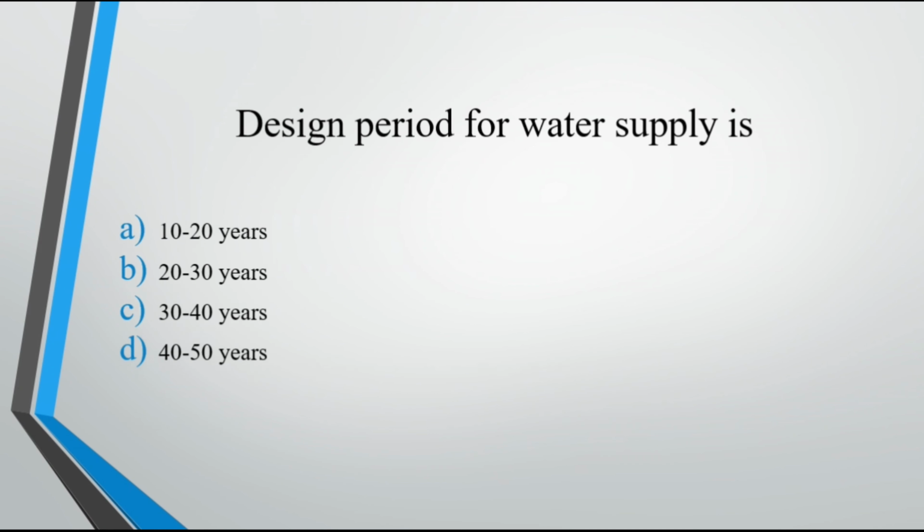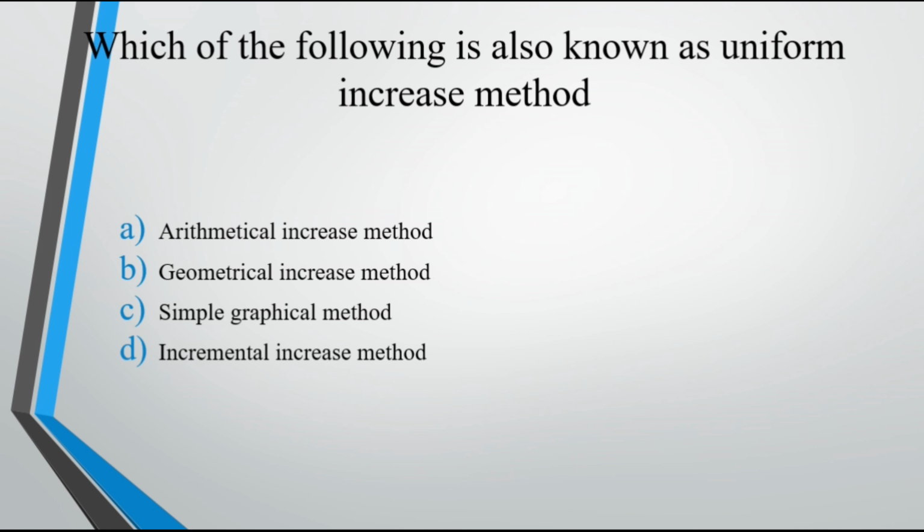So the next question is, design period for water supply is option A, 10 to 20 years, option B, 20 to 30 years, option C, 30 to 40 years, and option D, 40 to 50 years. So the correct answer is option B, 20 to 30 years.